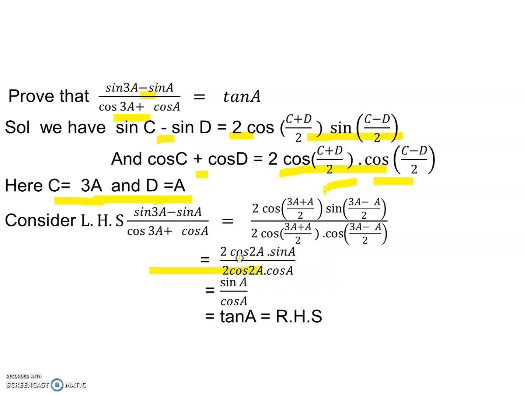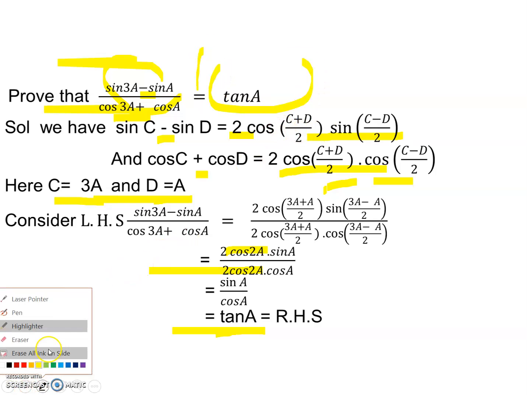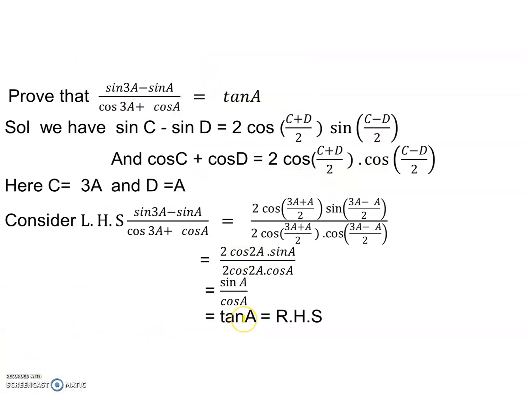The common term gets cancelled. What is remaining? Sin A upon cos A. We know that sin upon cos is tan. So we derive LHS equal to RHS. Okay. Now, next slide.